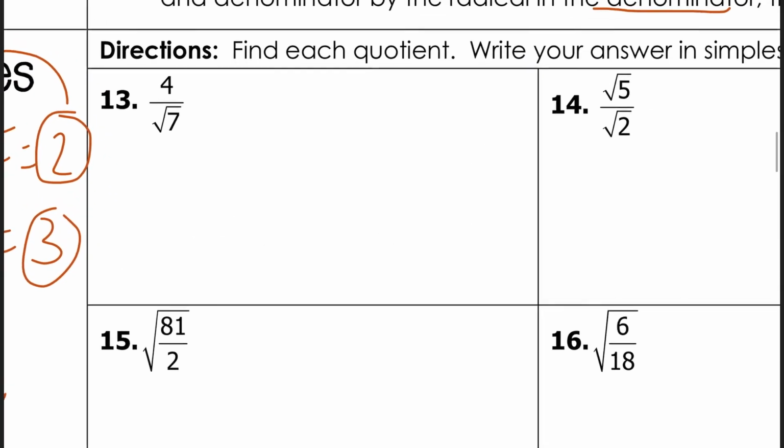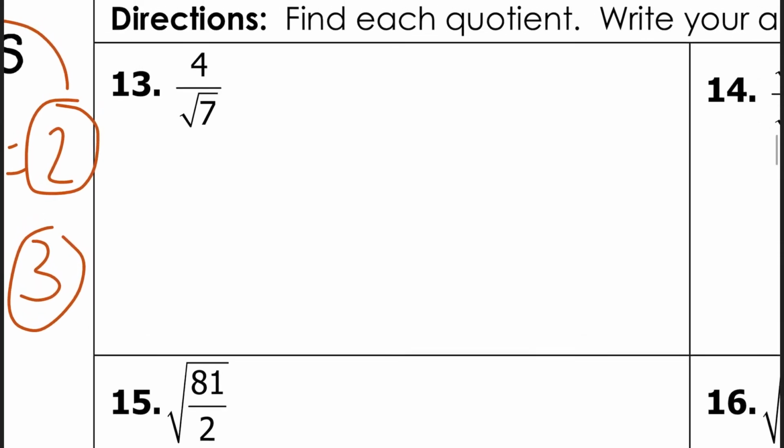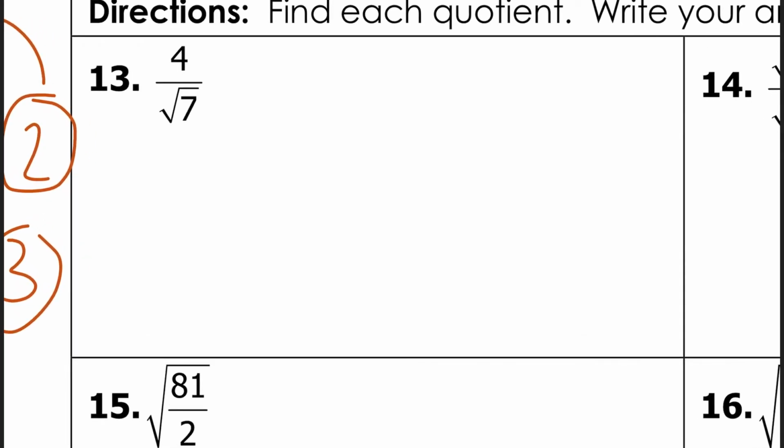Let's see this in practice with number 13. Maybe it'll make more sense. So I have 4 over square root of 7. 7 is a prime number. I can't break that down any farther. There's nothing to simplify the 4 with. So let's say we did a problem and this was our answer. We don't want a square root in the denominator. So what we're going to do is multiply the numerator and the denominator by that square root.